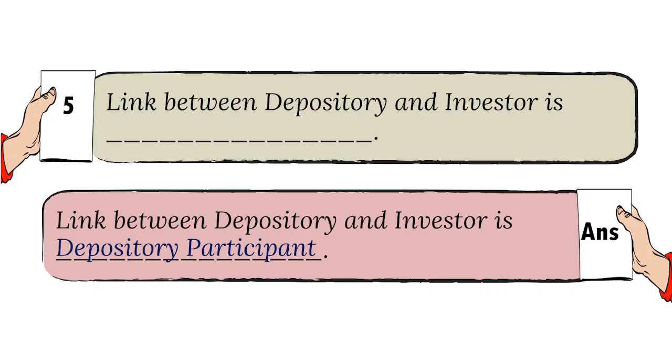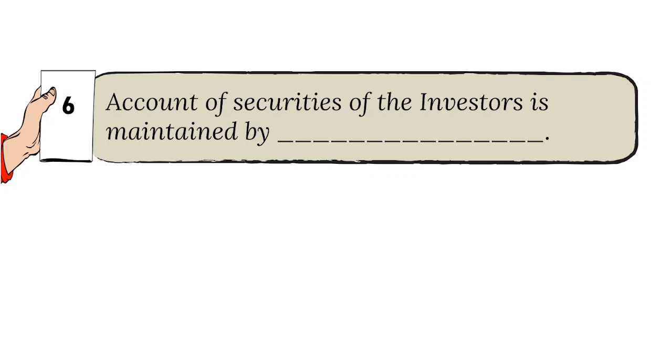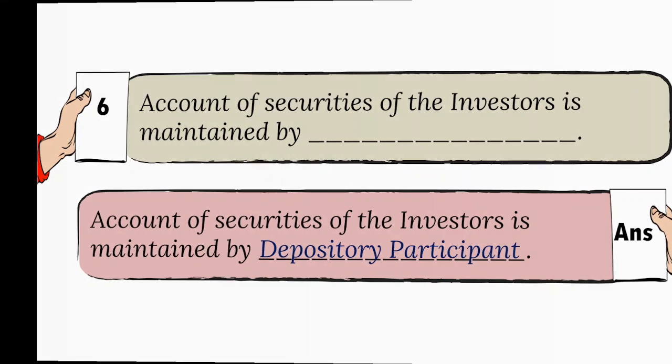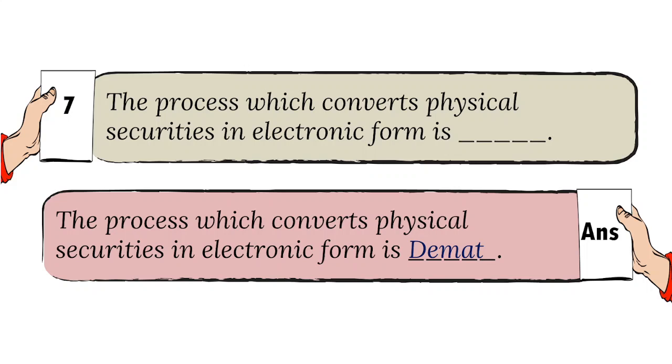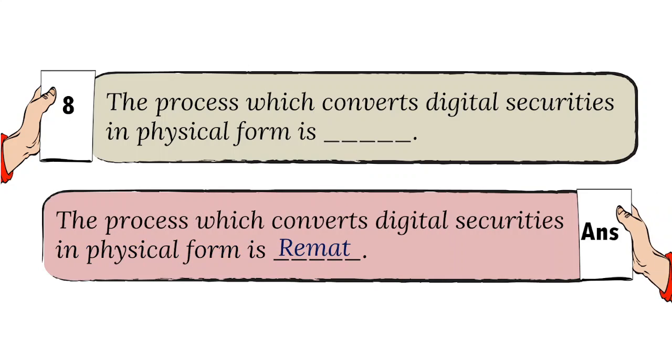depository participant. 6. Account of securities of the investors is maintained by dash. And the answer is depository participant. 7. The process which converts physical securities in electronic form is dash. And the answer is demat. 8. The process which converts digital securities in physical form is dash. And the answer is remat.